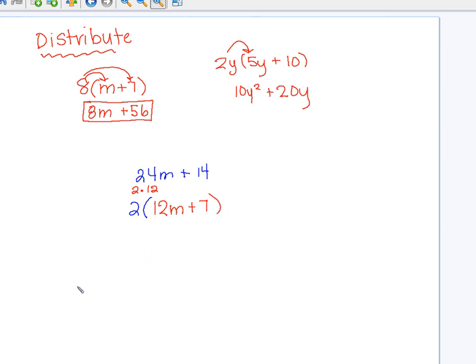You might even see one like this. 15h squared plus 5. They have 5 in common. This would be 5 times 3 times h times h. This would be 5 times 1. 5's in common, so 5's going to go on the outside. Inside's going to be 3h squared plus 1. And if you were to distribute, you would get the same answer that you started with. You would get this answer.